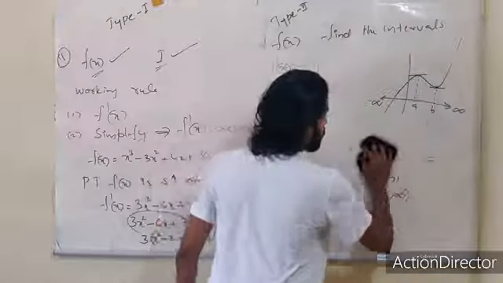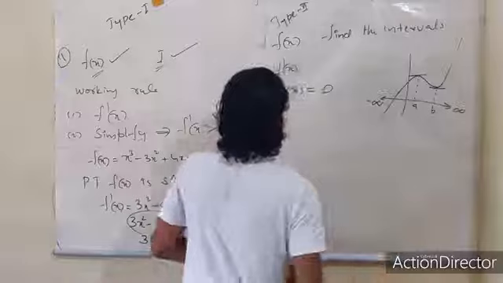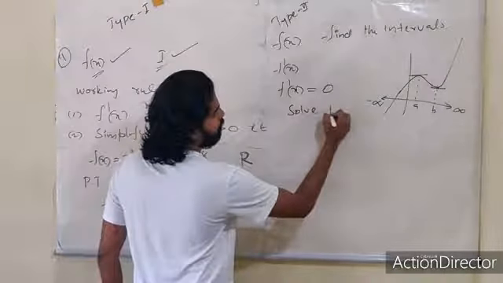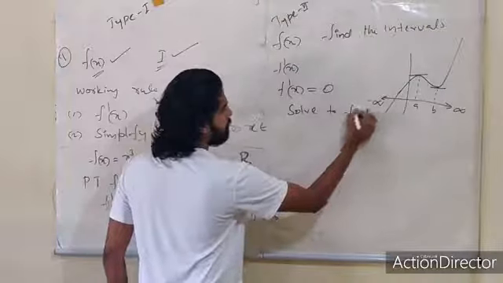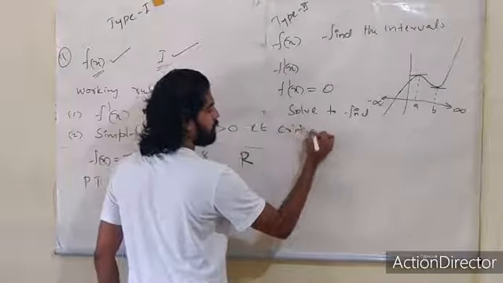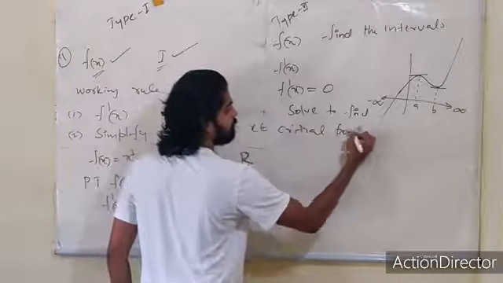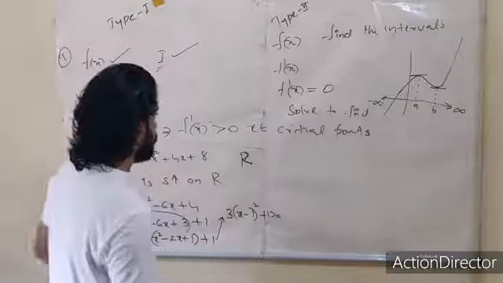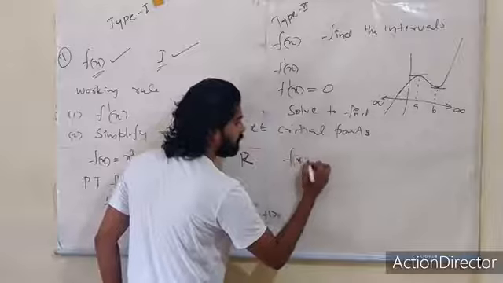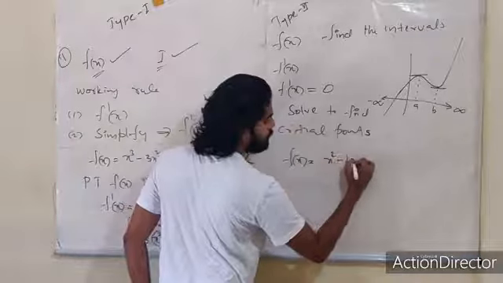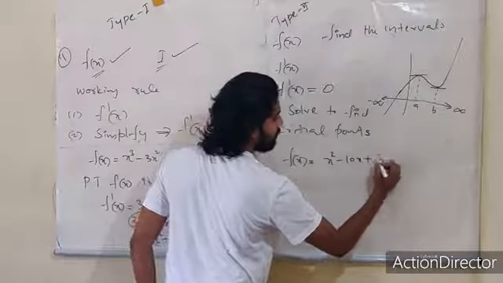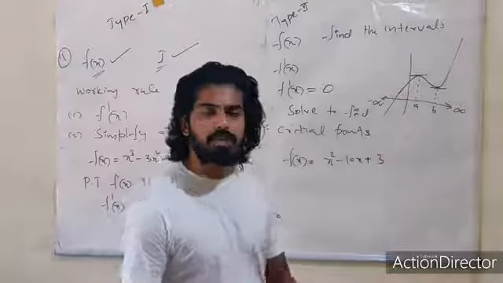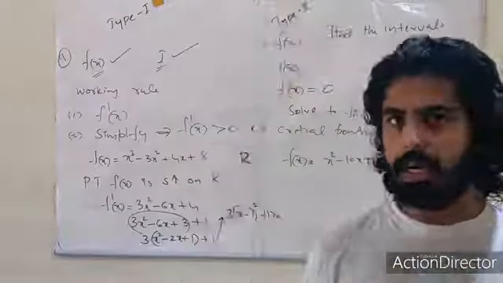Let's solve a problem to find critical points. Suppose f of x equals x square minus 10x plus 3 be a function. The question is to find the intervals in which the function is strictly increasing and strictly decreasing.